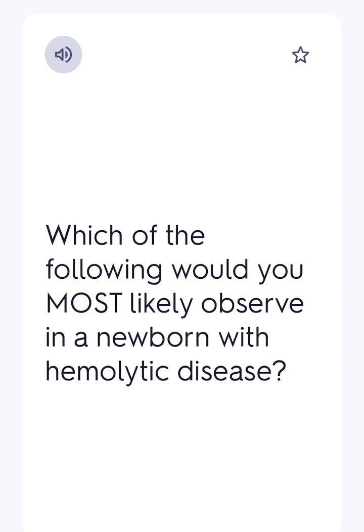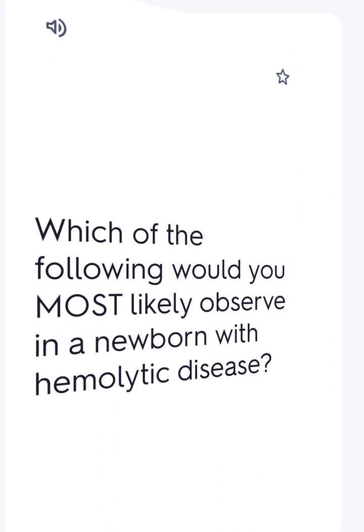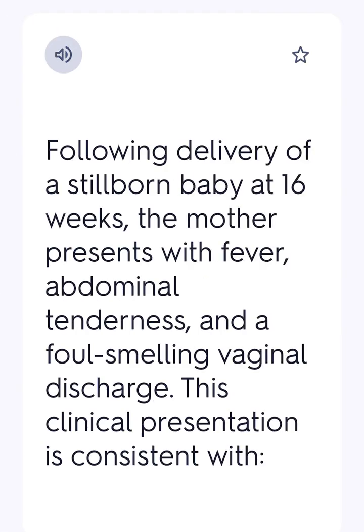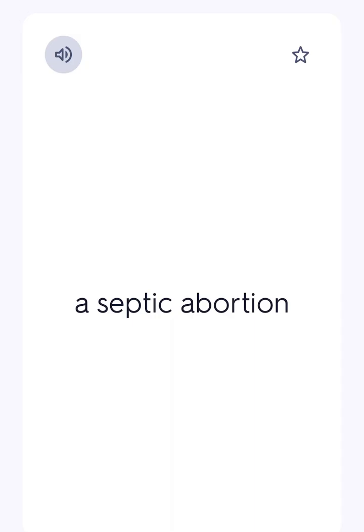Which of the following would you most likely observe in a newborn with hemolytic disease? Jaundice. Following delivery of a stillborn baby at 16 weeks, the mother presents with fever, abdominal tenderness, and a foul-smelling vaginal discharge. This clinical presentation is consistent with aseptic abortion.